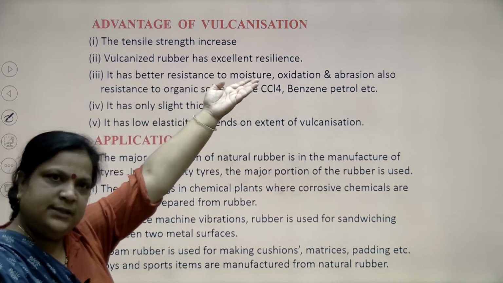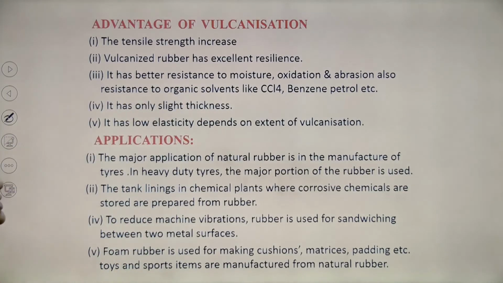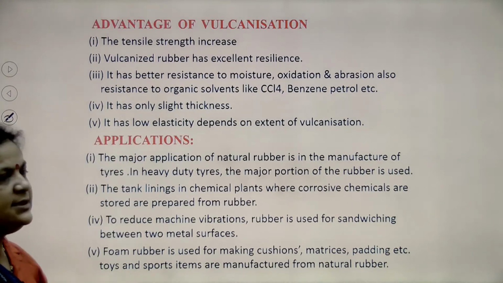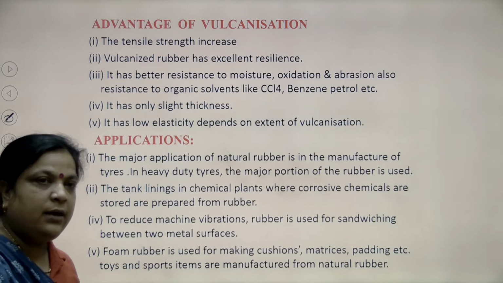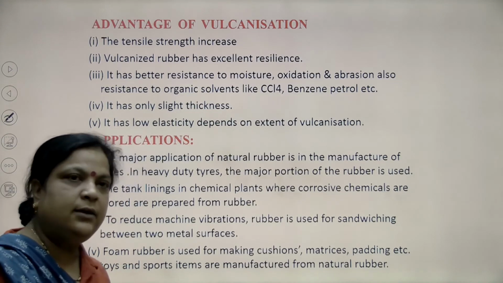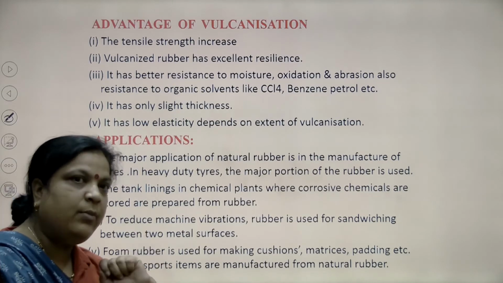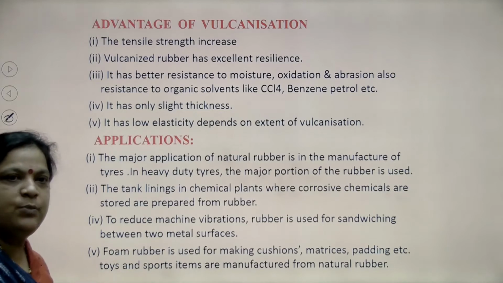Excellent resilience, better resistance to moisture, oxidation, some organic solvents, stickiness and tackiness also change, and elasticity becomes low. And that is why, if we see our car, the car can move by the tire, and the tire is made from rubber. So, vulcanized rubber is used for this purpose.